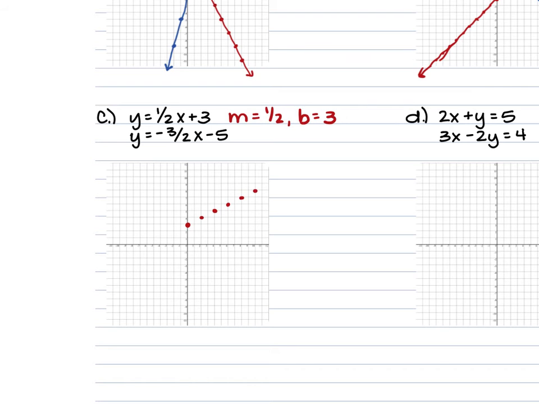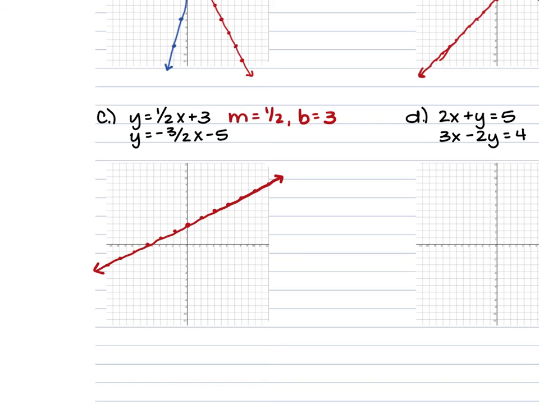Keep it going the entire way, and then go the opposite direction. So instead of going up, we're going to go down. Instead of going to the right, we're going to go left. So down 1 to the left 2. Draw your line through those points, and then move to your second line.